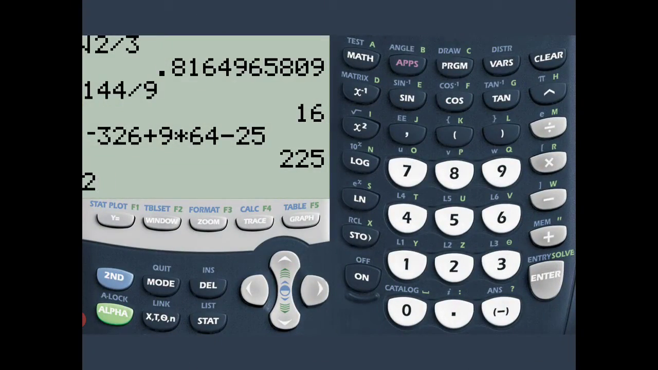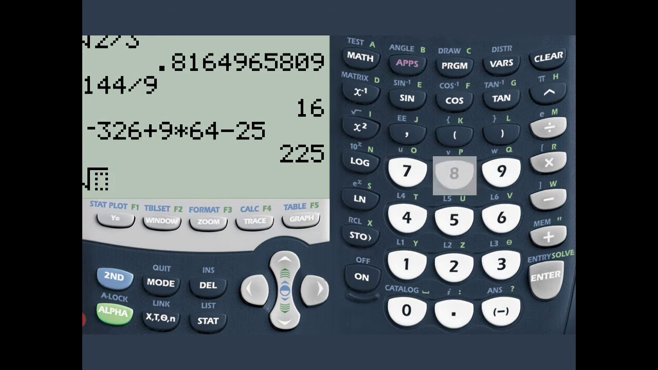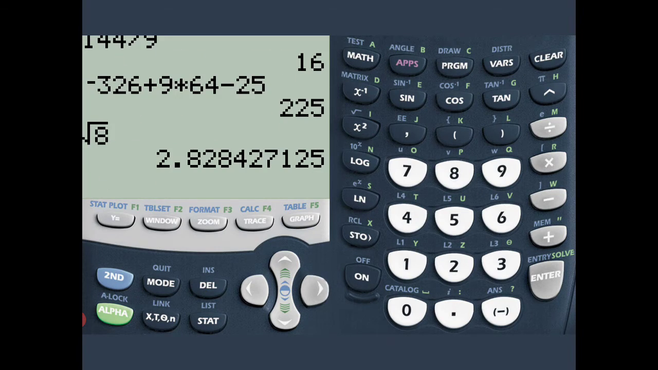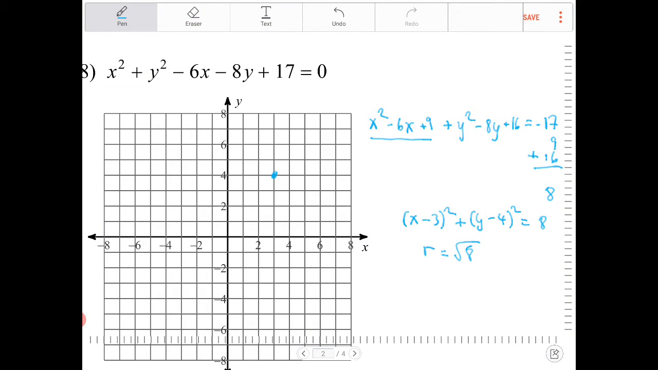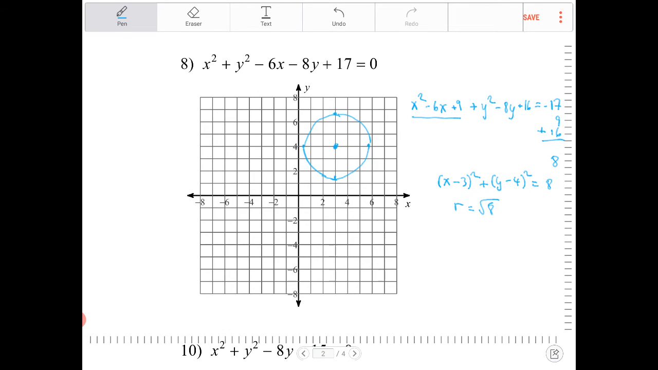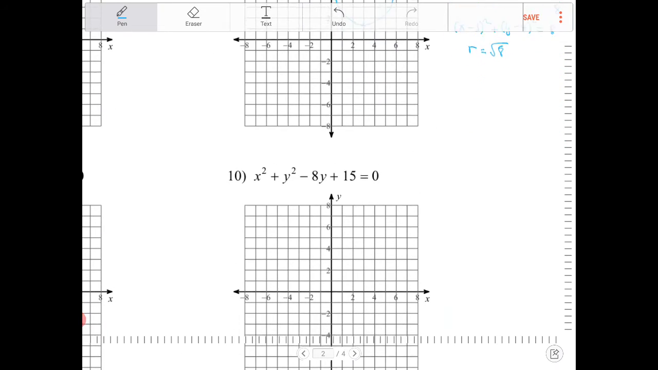So the square root of 8 is equal to 2.82, which is a little under 3. So from 3, 4, I will go north, south, east, west a little under 3 units away from the center. So I end up with a circle that looks roughly something like this. And again, it's rough because we're estimating where the square root of 8 really is. Let's do one more example.